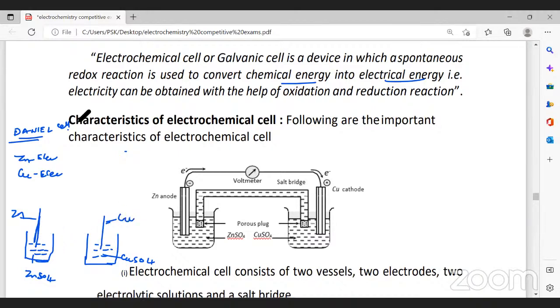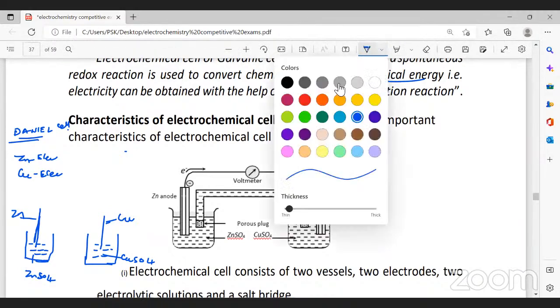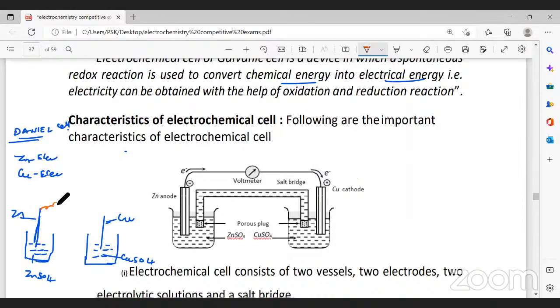These two electrodes are connected externally by means of an insulated copper wire through a voltmeter. A voltmeter is an instrument used to measure the voltage. So zinc electrode and copper electrode are connected externally by means of an insulated copper wire through a voltmeter. Insulated copper wire, you know, for mobile charging also you have a charger wherein the wire is insulated with plastic, otherwise it's difficult to use.